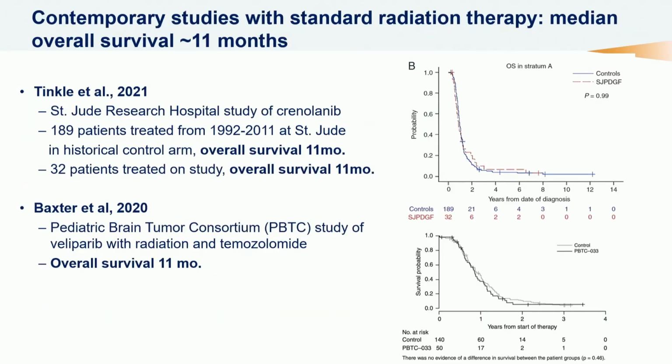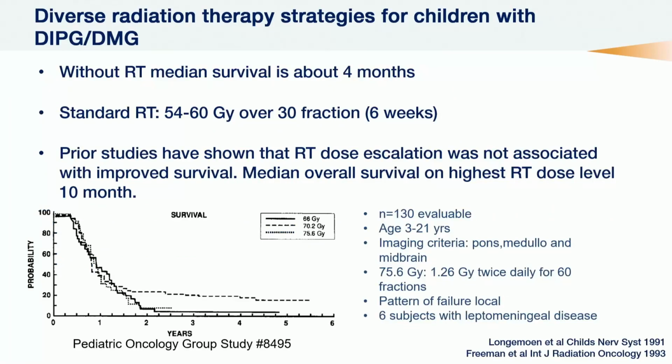And then when we look a little bit closer, there are now different practices in what type of radiation therapy is being employed for these tumors. So these are contemporary studies showing that with standard radiation therapy, the median overall survival for these tumors is about 11 months. We know that without radiation therapy, the median survival for these patients is about 4 months. And prior studies looked at whether increasing the dose of radiation therapy really improves outcome. That really has not been shown to be true. So we are not pursuing those strategies anymore.